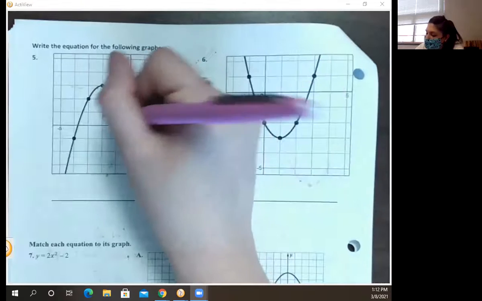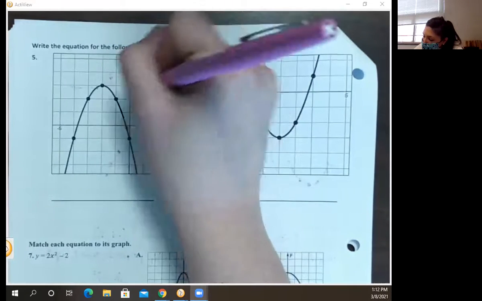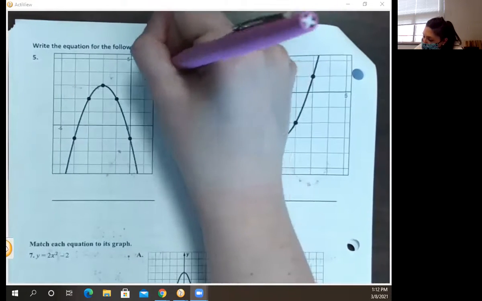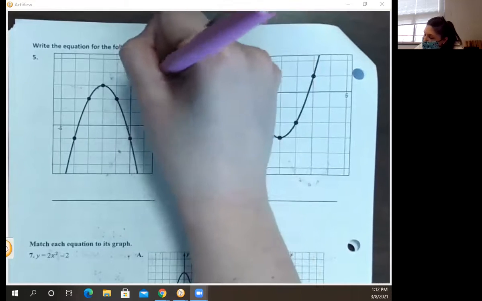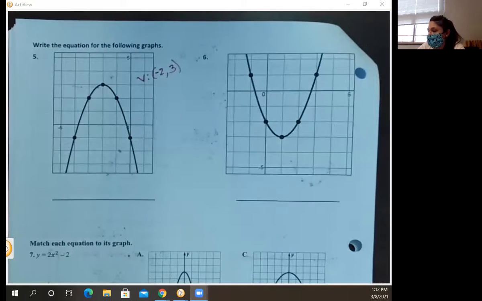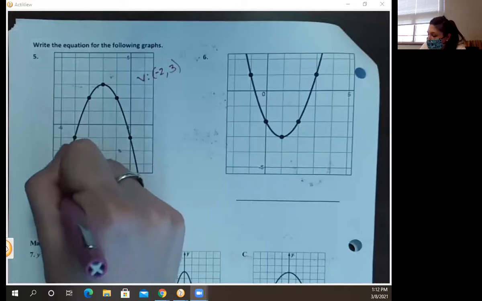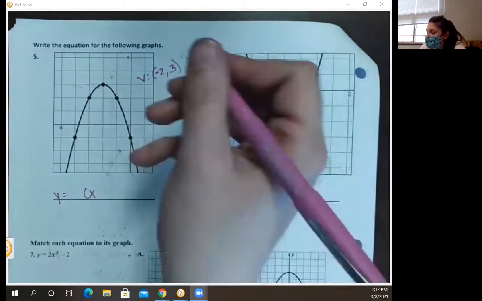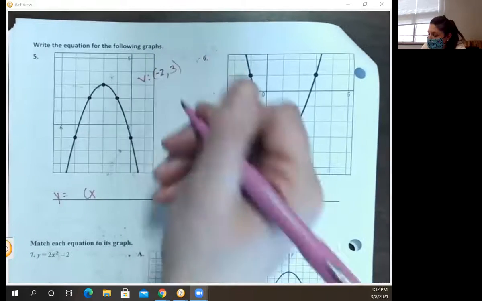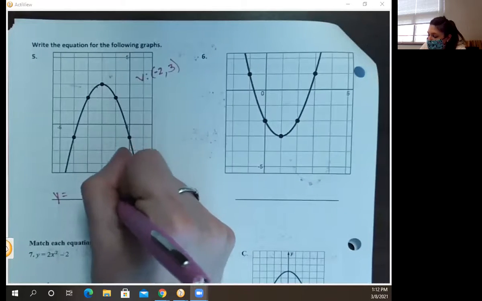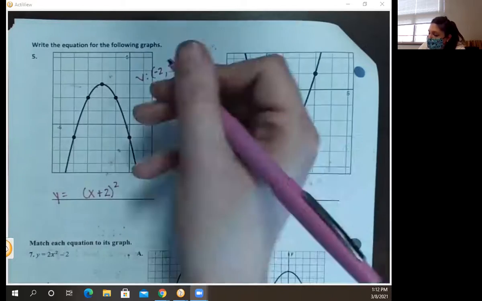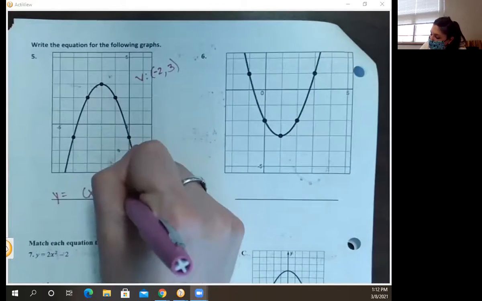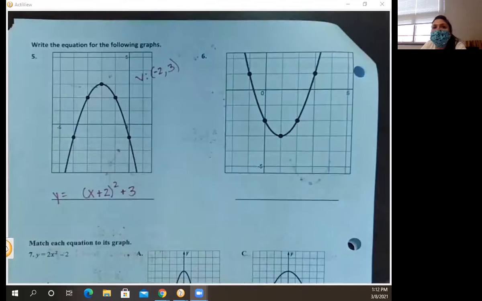So for this first graph, we're at (-2, 3). And now I'm going to put that vertex into our function. So I know that x coordinate goes in parentheses with x, and it's going to have the opposite sign of the actual coordinate. So this would be (x + 2) squared. And then my y coordinate goes at the end exactly as it is. So since I have +3, I'm going to put +3 at the end.